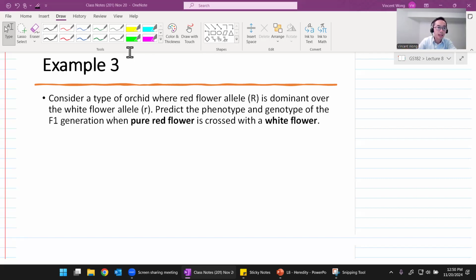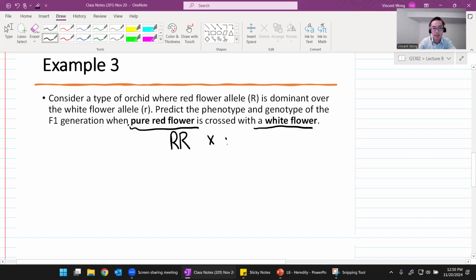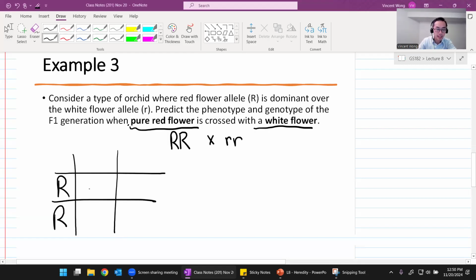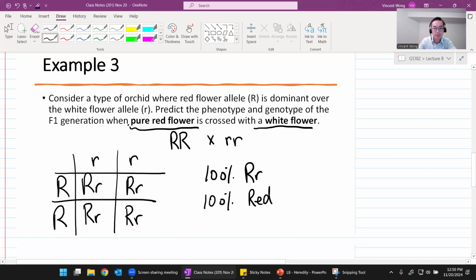All right, let's take it up. We have pure red, which means it's big R, cross with white. White is little r. And then you can go ahead and set up the Punnett square. Big R goes to the side. And again, it doesn't matter if you do it at the side or at the top. It's not going to change the answer. So then you combine the letters and you can see that it will be 100% big R, small r, or 100% red.